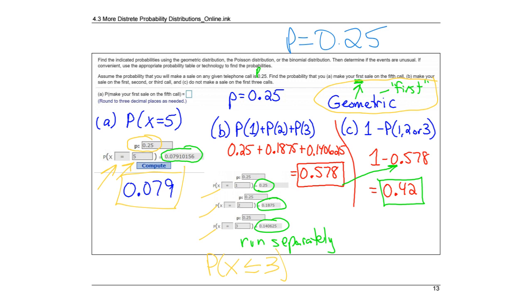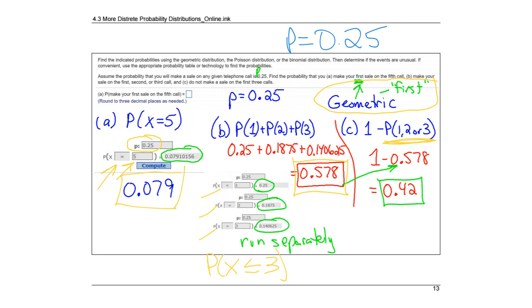And so that was make your sale on the 1st, 2nd, or 3rd call. That gave me 0.578. Now the last one, you again can do two different ways. We can use what we know about probabilities, that all the probabilities have to sum to 1. Because it says do not make a sale on the first 3, we can do 1 minus the probability of making a sale on the first 3, right? Because that's what we did on that first one, was make your sale on one of the 3.